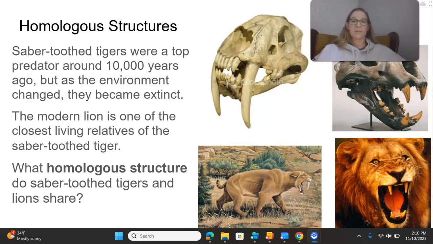Another example of a homologous structure would be the teeth in a saber-toothed tiger. Okay, so these were a top predator around 10,000 years ago, but as the environment changed, they became extinct. So the saber-toothed tiger, as we know it, did not survive. It stopped surviving, it stopped reproducing. But the modern lion is something that evolved from the saber-toothed tiger, and one of its traits that remained in the DNA were these teeth. Okay, so if you look at modern day lions, they still have these very large front teeth, and those are considered to be homologous structures.